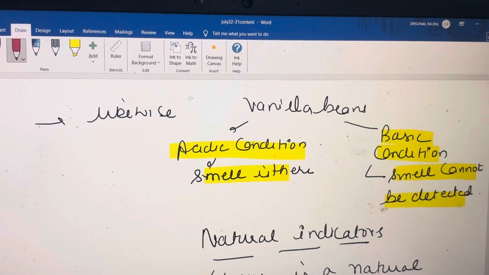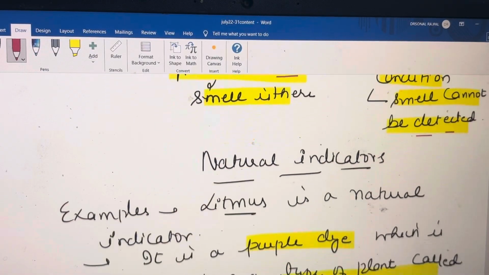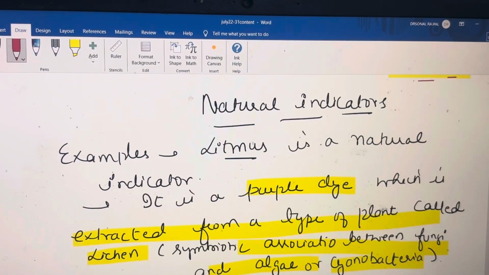Like vanilla beans, students. Vanilla bean smell, or you can say fragrance, will remain in acidic conditions, but the vanilla smell cannot be detected if you put it in basic conditions. So these are the examples of olfactory indicators. Now I'm going to talk about natural indicators.